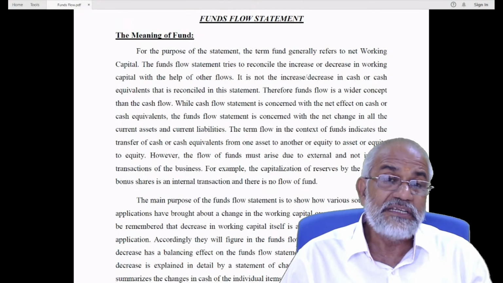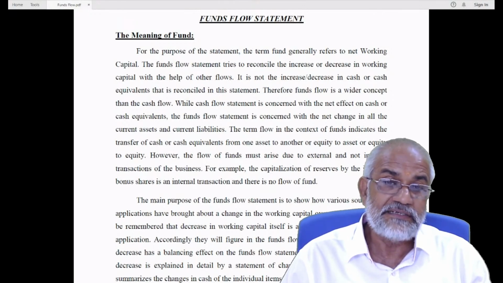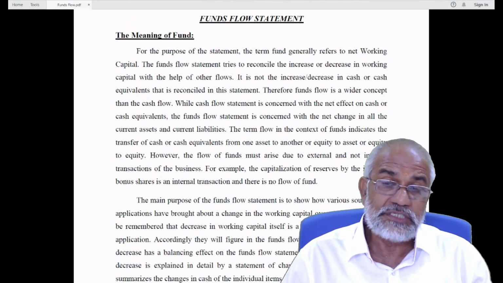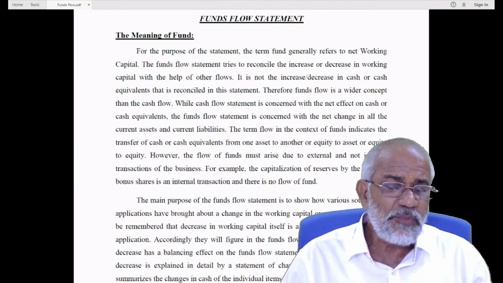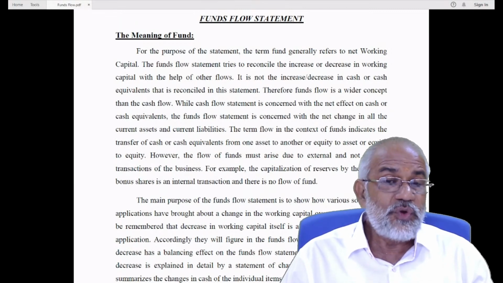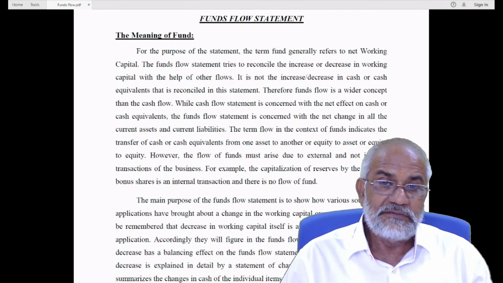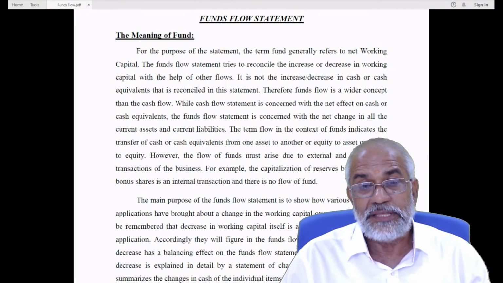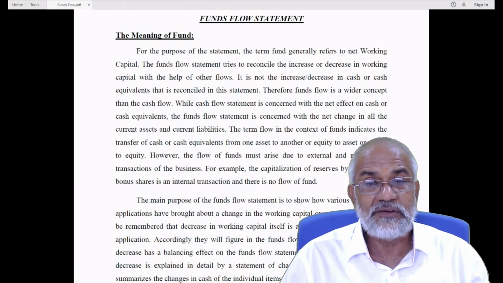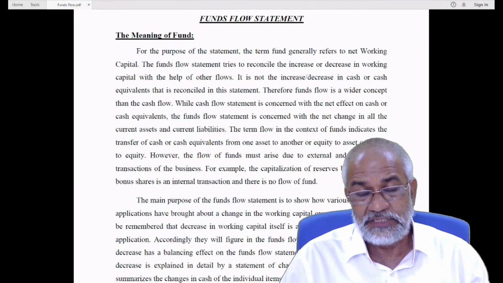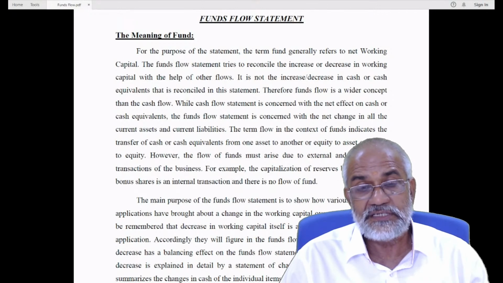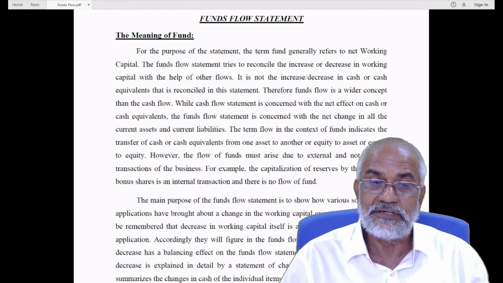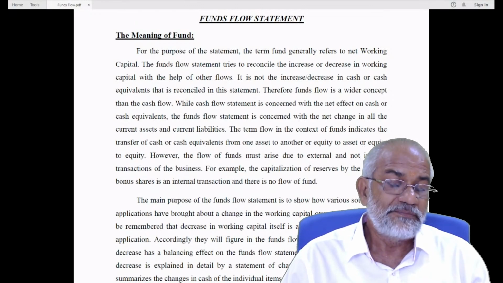So when the fund position increases due to any transaction, that is called flow of fund, and that flow would be regarded as the sources of fund or positive flow of fund. On the eventuality of reduction in the fund position, that is called the negative flow of fund, otherwise called the usage of funds or the application of funds. So the flow of funds is of two types, either negative flow or positive flow. Positive flow is known as sources of funds and negative flow is known as uses of funds or application of funds. So that is about flow of fund.